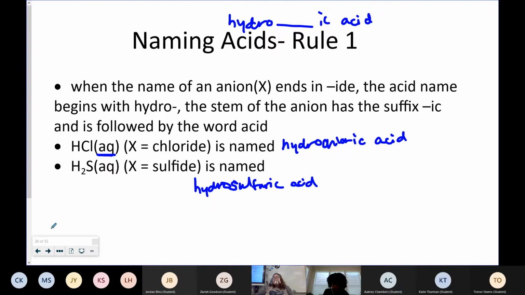Right, so any questions about the first acid rule? Hopefully this is coming back a little bit.